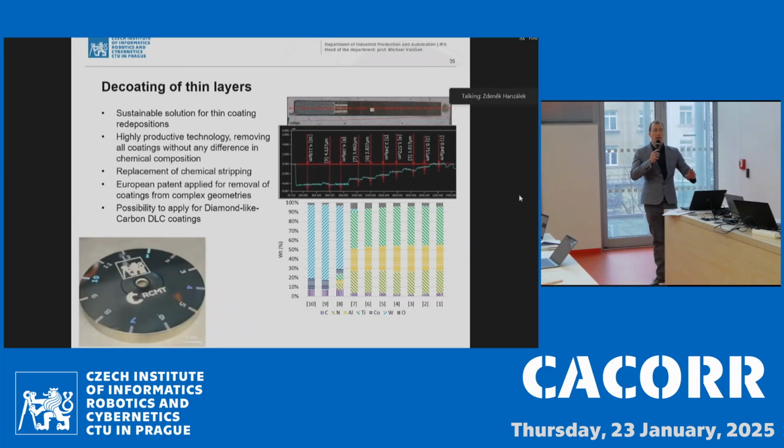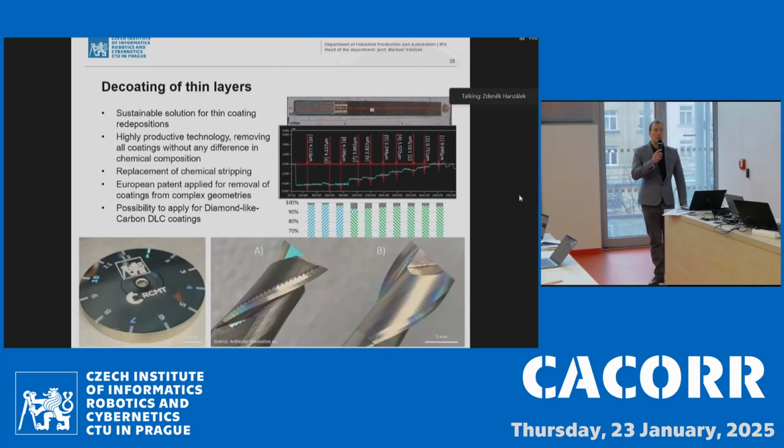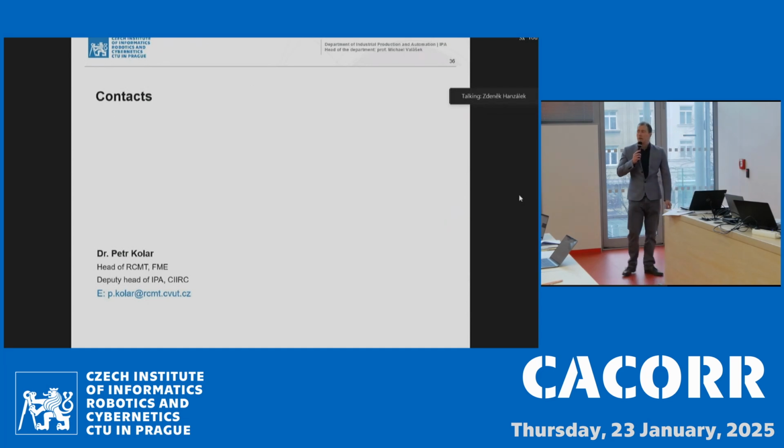The final application can be done for the watch industry, like this example, or the tool industry. In this case, we can profit from this technique because we can do it in a selective way, in terms of that we can erase certain types of layers from the multi-layer system, or we can create only local stripping of all thickness of the layer. So that's it from my part. If you have any question, I will be glad to answer you.